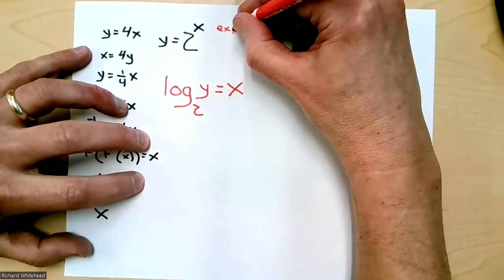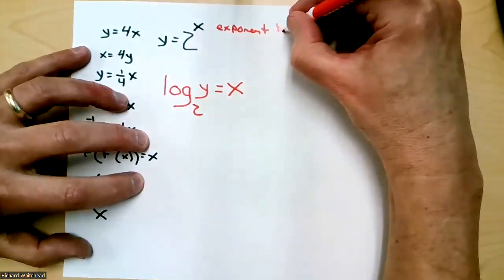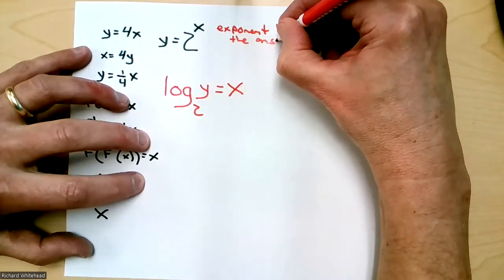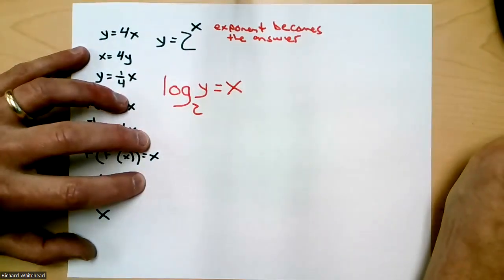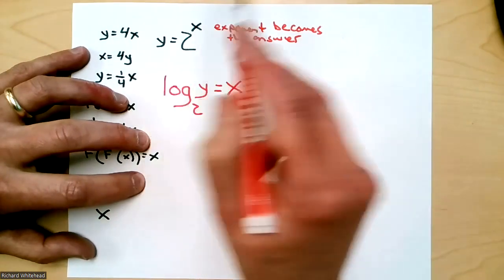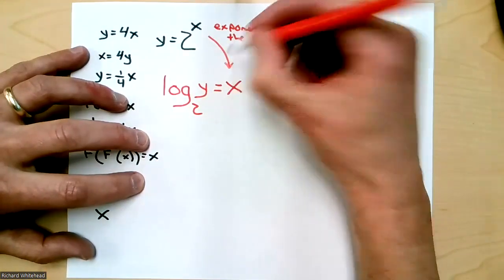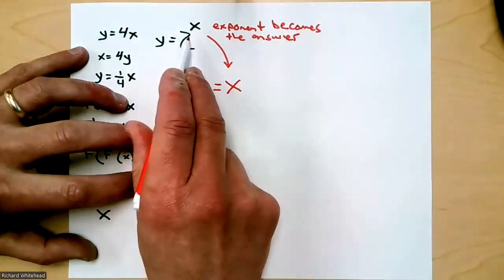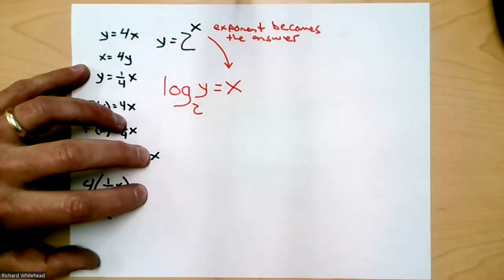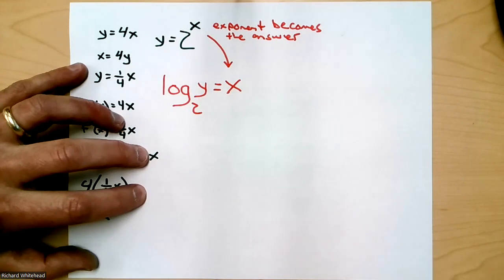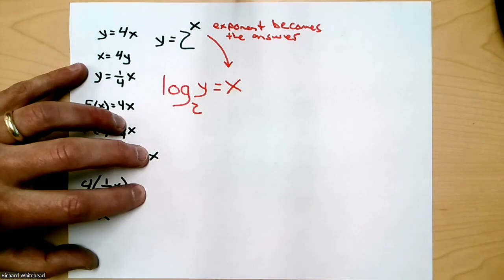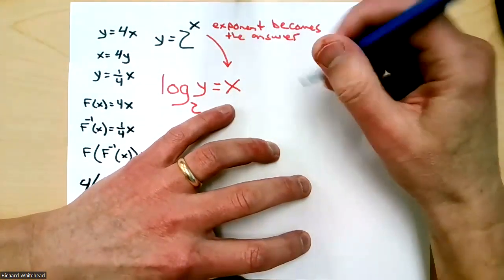So the exponent becomes the answer because that's what we're trying to solve for. The exponent becomes the answer because that was the whole point. If you actually watch the first video, the whole point of inventing logarithms was to be able to solve for exponential functions when the variable is in the exponent. So what this does is this creates what I call the basic conversion. I'm sure somewhere there is a fancy name for this, but this is the basic conversion.